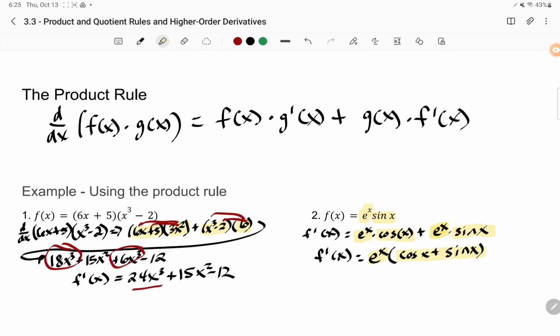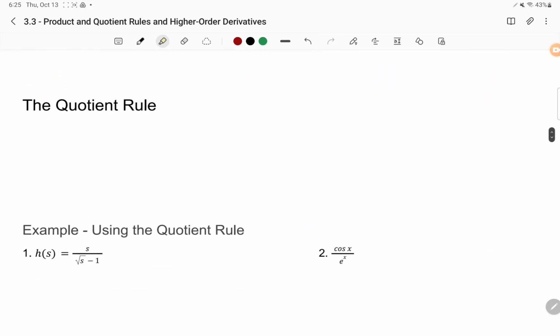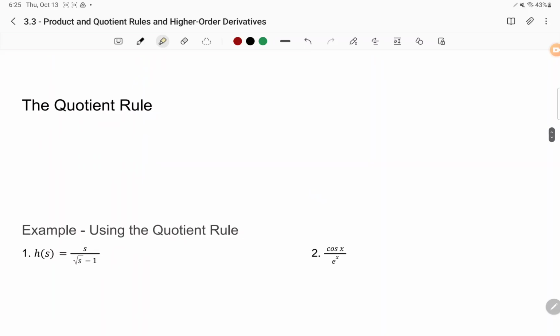Okay, now that we know what happens when we multiply them, what happens if we were to divide them? So let's take a look at the quotient rule. The quotient rule is what do we do when we have functions that are being divided, right? So it's going to be similar to the product rule, and that it's going to be the lower function. So the order is important here because subtraction and division are not commutative like addition and multiplication.